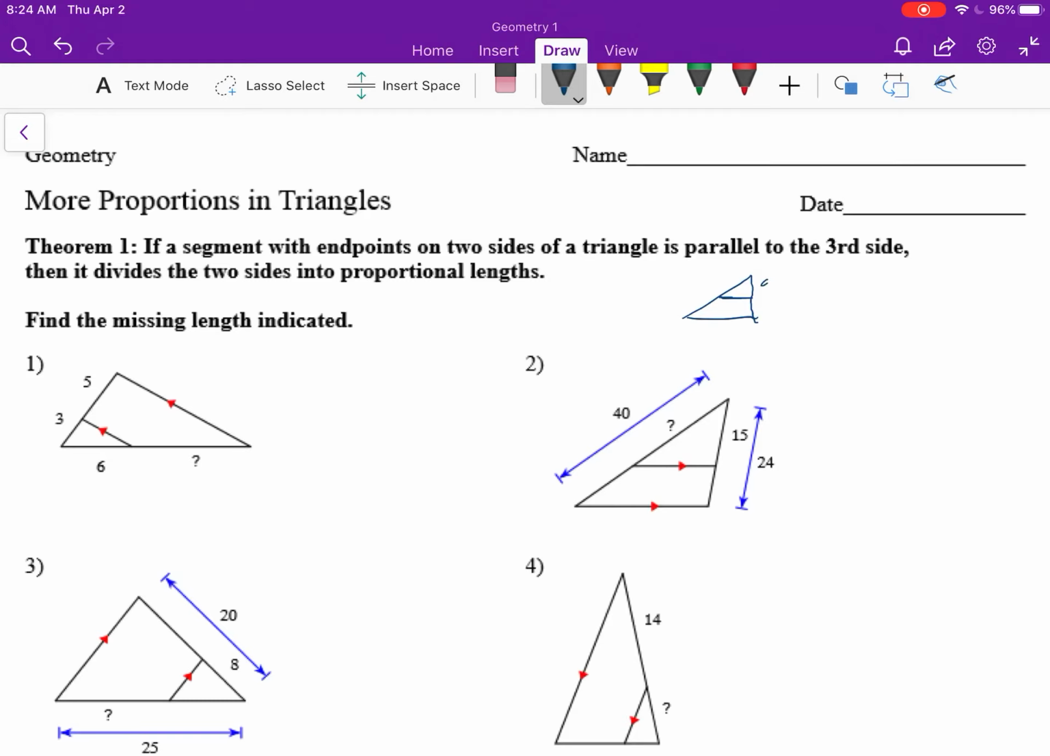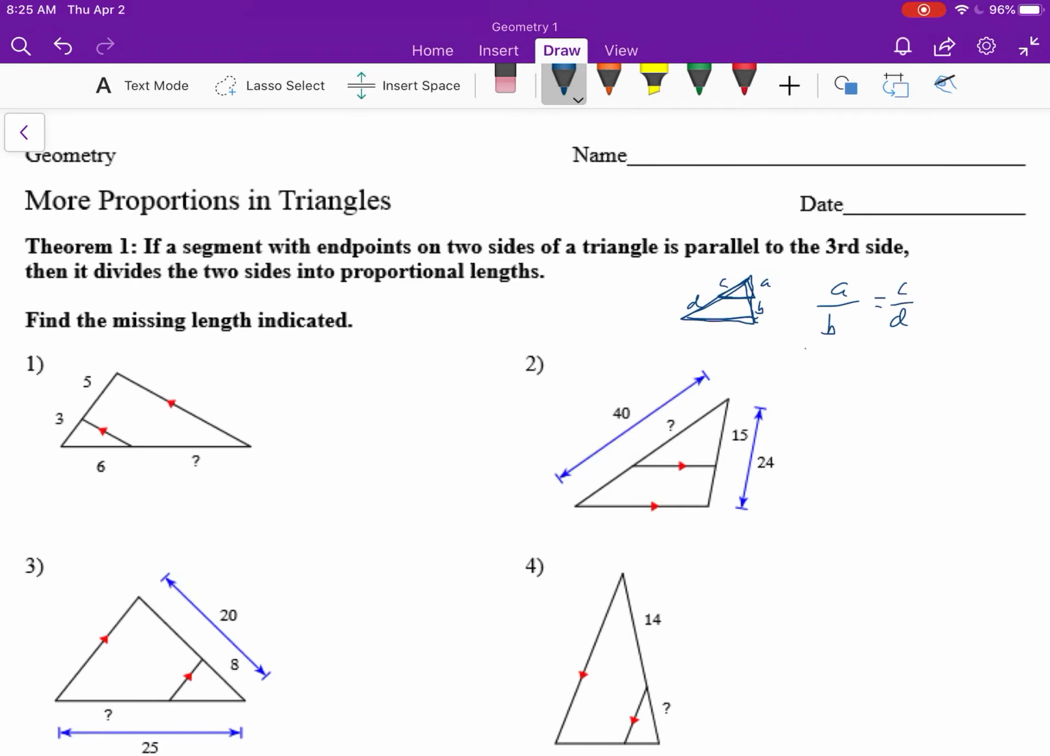So it's saying if this is A and this is B, and this is C and D, it divides the 2 sides into proportional lengths. So we could say A over B equals C over D. That happens because this smaller triangle is similar to this larger triangle, and we can look through the proportions. It would be A over A plus B equals C over C plus D, and then you can do a couple things to show why that's true.